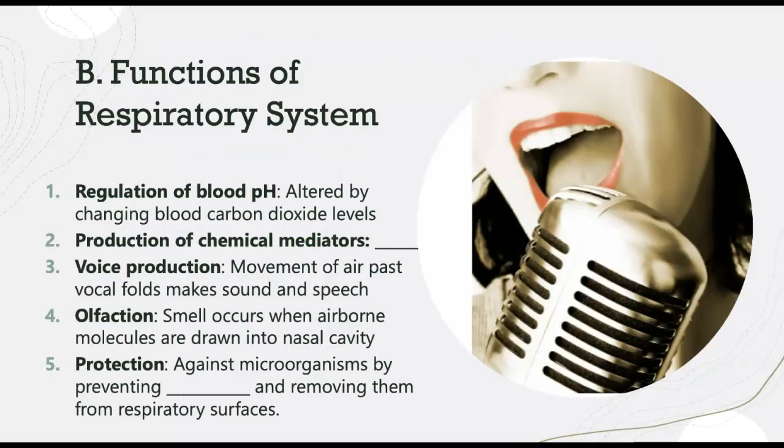So that's an overall look at the role of the respiratory system, but what are individual functions? First, they are going to help us with the regulation of blood pH, and we do this by changing the blood carbon dioxide levels, so we'll get into more specifics there. We also are able to produce a chemical mediator known as ACE, an angiotensin converting enzyme.